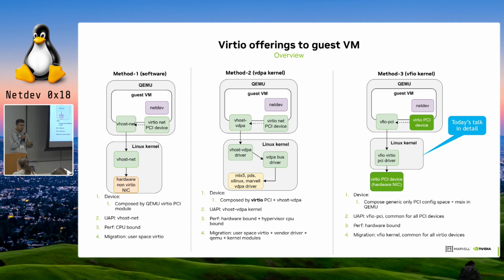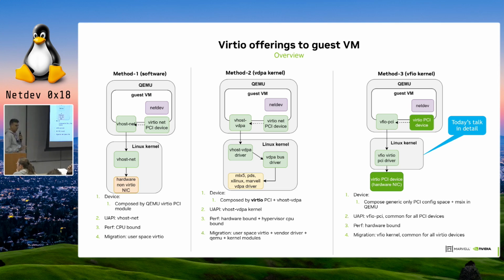All the transmit and receive of the packets happens through the non-virtio NIC. This is the baseline, working for several years. Here we characterize based on three things when we compare the solutions. One is the user API. What's the user API between QEMU and the Linux kernel? Here it's the vhost-net API. The second characteristic is performance. What performance do we get?